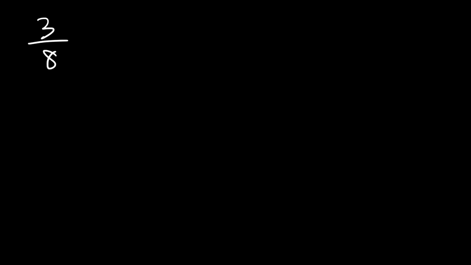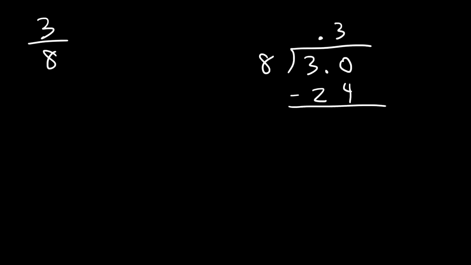8 doesn't go into 100 nicely, so we're going to use a different method. We're going to convert the fraction into a decimal and then convert the decimal into a percent. One way to convert a fraction into a decimal is to use long division. So 8 doesn't go into 3 nicely. So what we need to do is add a 0. 8 goes into 30 3 times. 8 times 3 is 24. We're going to treat 3.0 as if it's 30.